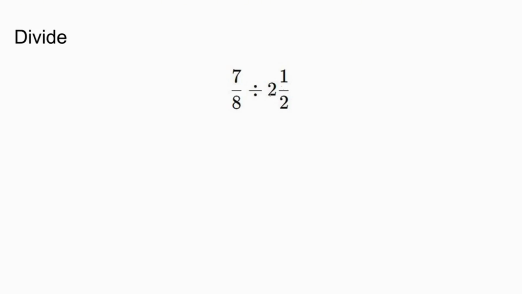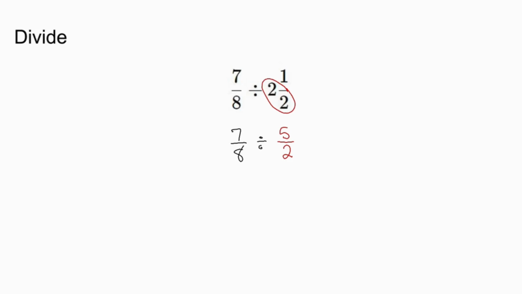Well, take the 2 in front of the 1/2 and multiply that to the denominator of 2. So 2 times 2 is 4. Now add that to the numerator of 1. 4 plus 1 is 5, and you end up with 5 over 2. Now drop down everything else, 7 over 8, divided by, and then we have 5 over 2.